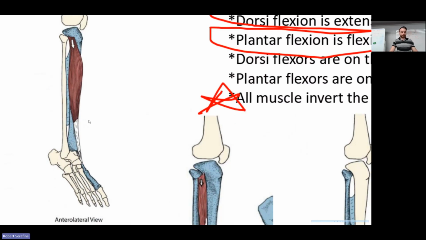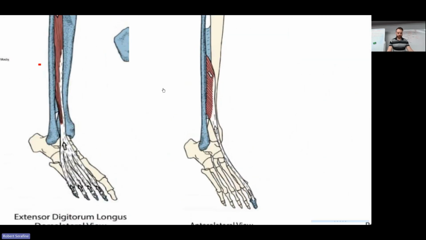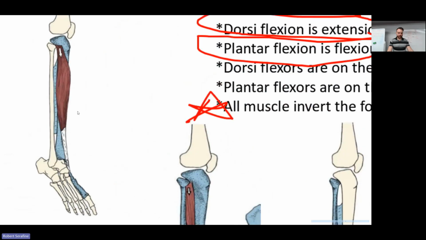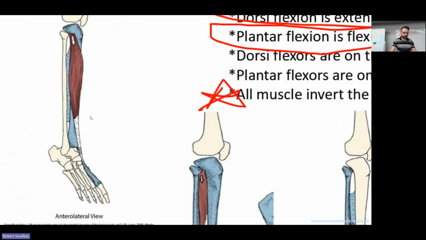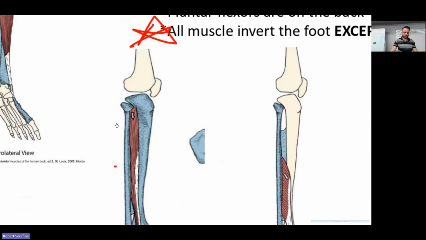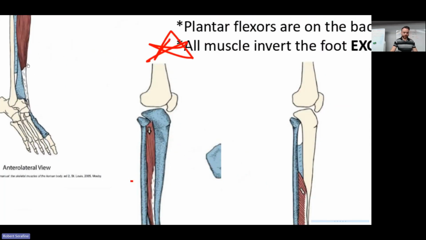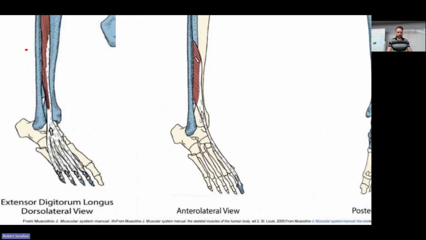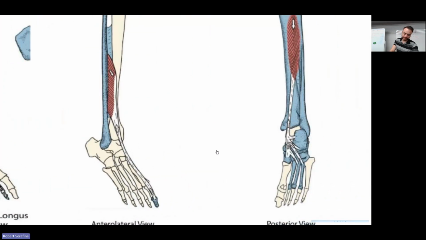Then if we look at all the others, this happens to be extensor hallucis, right? This is onto the big toe. It's going to extend the big toe. So you can see that pull is going to invert. This is extensor hallucis. That was tibialis anterior. Again, it's still going to do the inversion of the foot and dorsiflexion of the ankle. This is extensor hallucis longus, and it's going to extend the big toe and extend the ankle.